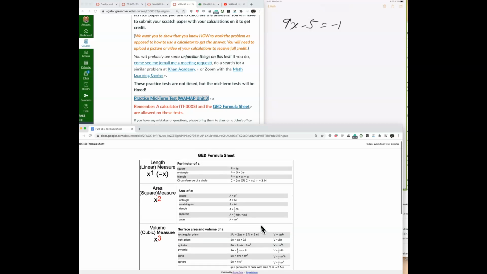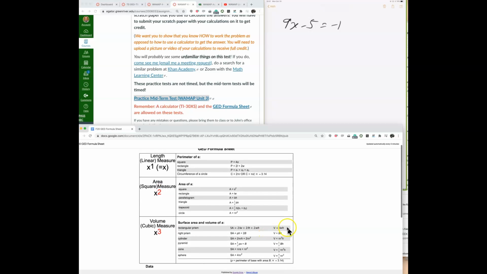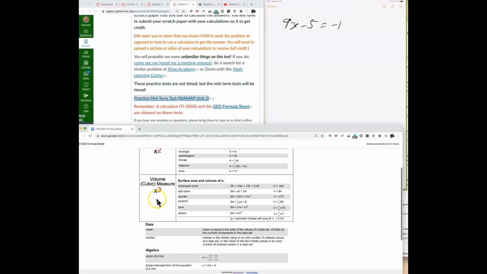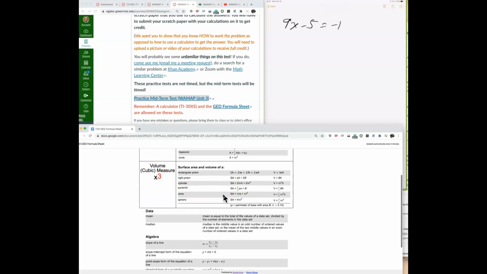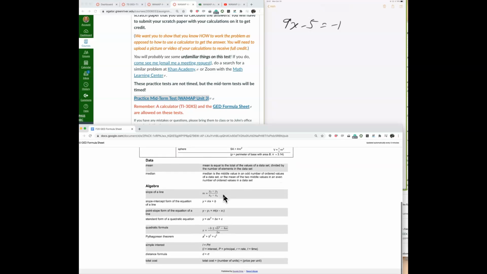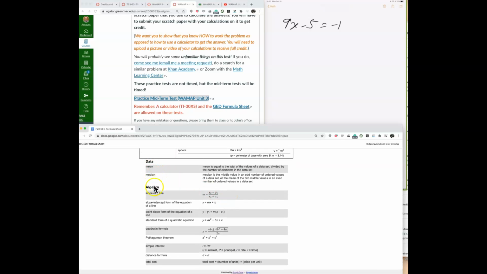So on this side we have geometry, so shapes and linear measures, and then area and square measures, and then volume and cubic measures, and surface area. So those are the three different types of shapes. And then there are some formulas for data, algebra, simple interest, distance formula, and total cost. And then, of course, Pythagorean theorem, which you use in geometry. So just make sure that those all make sense to you.